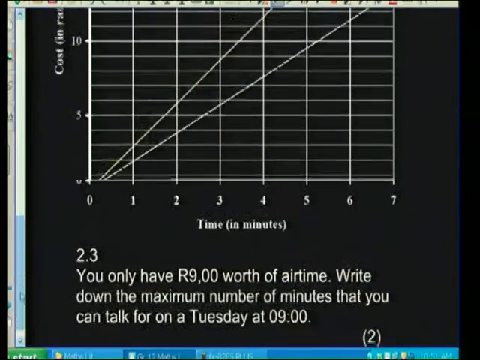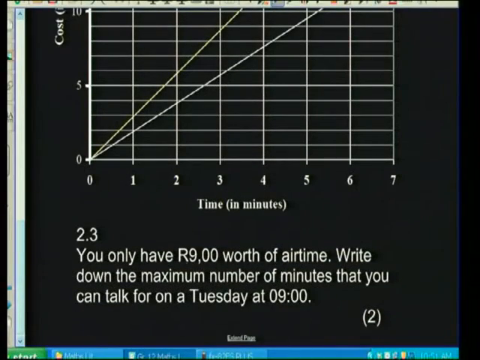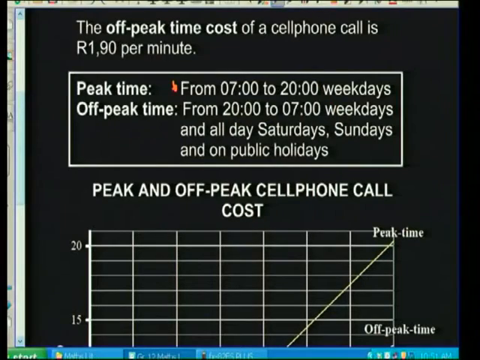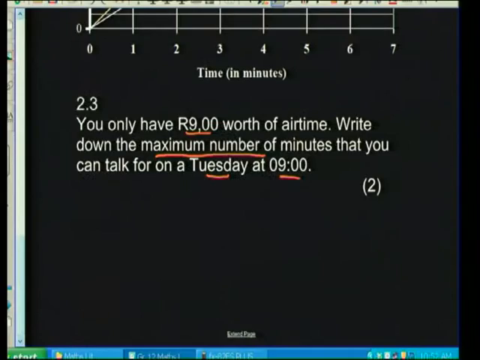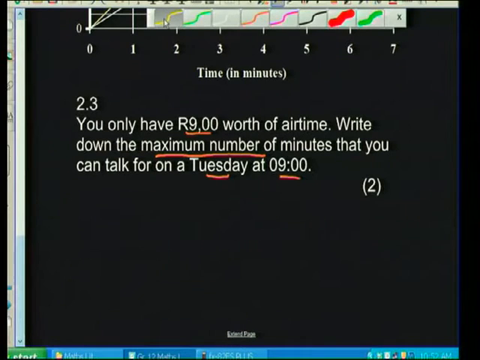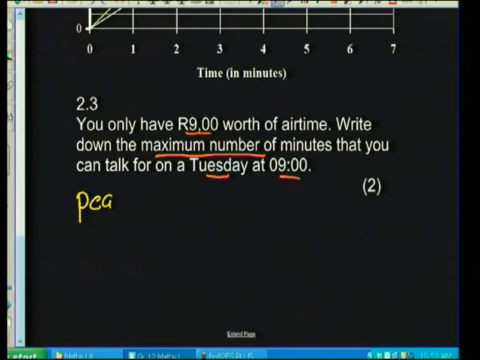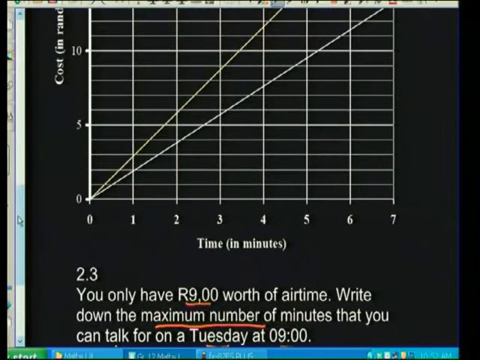Our next question says, you have only 9 Rand worth of airtime. Write down the maximum number of minutes that you can talk on a Tuesday at 9 o'clock in the morning. So first of all, we need to work out, Tuesday 9 o'clock in the morning is a weekday. It is our peak time. So again, in this case, we are dealing with peak. So what color was that? It was yellow. So we are dealing with peak. So once again, we're going to be using the yellow graph.